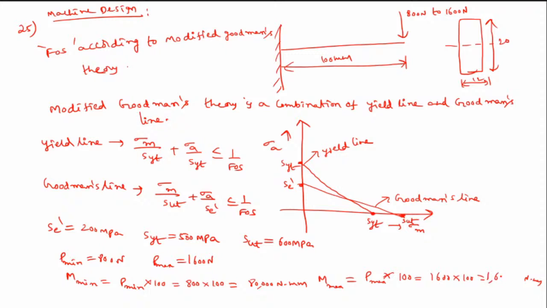This is 1,60,000 Newton mm. Okay, so we will first find out the minimum bending stress. So how will you find out the minimum bending stress? Your minimum bending stress is equal to M minimum into Y max by I.